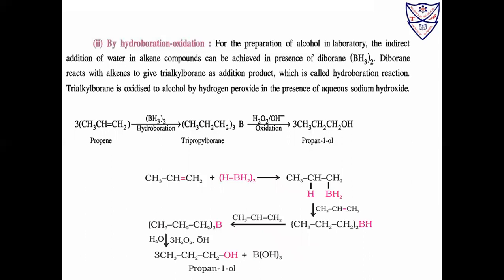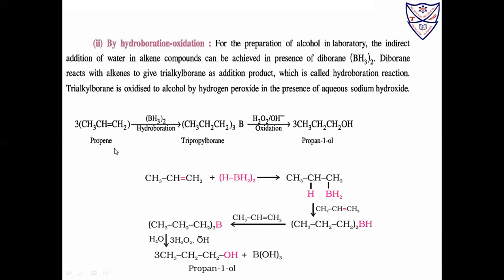By hydroboration oxidation. For the preparation of alcohol in the laboratory, the indirect addition of water to the alkene compound can be achieved in the presence of diborane. So what is diborane? That is B2H6. Okay, so diborane reacts with alkene to give trialkyl borane as the addition product, which is called the hydroboration reaction. The trialkyl borane is oxidized to alcohol by hydrogen peroxide in the presence of aqueous sodium hydroxide.